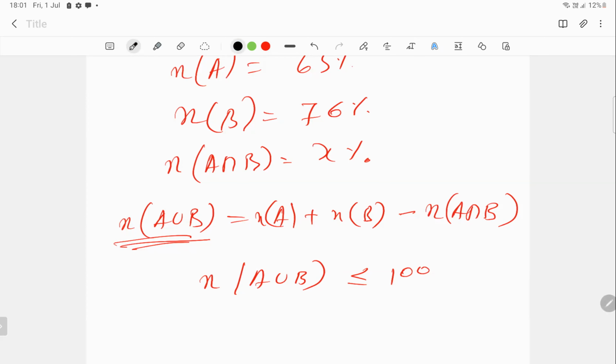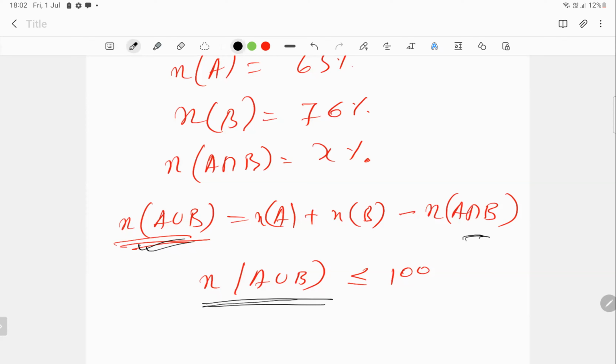Ma'am, is this statement clear? See, what I was speaking, you heard it, right? So what I'm saying is percentage cannot be greater than 100. So that means the maximum A union B should always be lesser than or equal to 100. It cannot be more than 100, right? Understood, yeah. Now, can you find this?